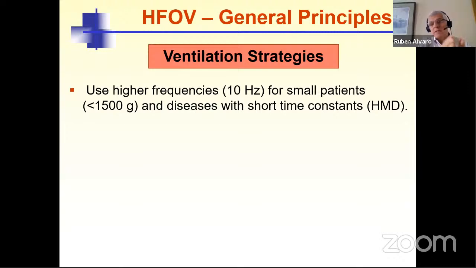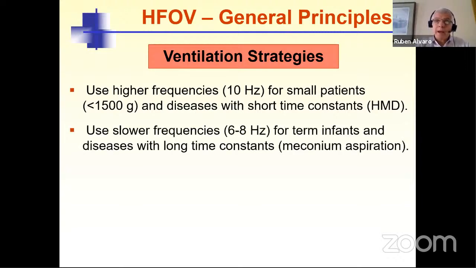And the faster you go, the more attenuation you get in those swings towards the alveoli. So in tiny babies with HMD, or any baby with homogeneous lung disease with short time constant, you can go fast, okay? However, if you have a baby that has mostly a problem with airway resistance, like meconium aspiration or BPD, you need to slow down, okay? Because the time constant now is longer. If you don't slow down, you're going to have short time for expiration and you're going to have a high risk for air trapping. So use lower frequencies, 6 to 8 hertz at the most, for term infants and diseases with long time constant, or conditions that are heterogeneous, with different time constants in different parts of the lungs, if you want to avoid air trapping in some areas.